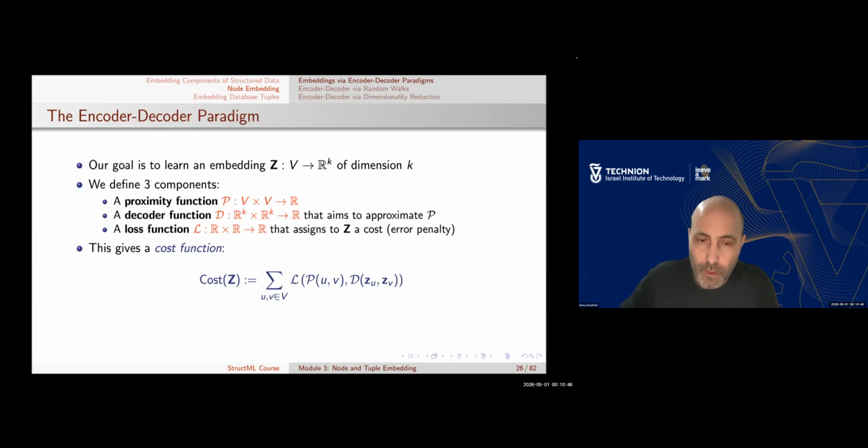Okay, the cost of an embedding Z is taken as the sum over all of the pairs UV of the loss between the actual proximity by P and the decoded proximity D of the embedding of U, comma, the embedding of V. Okay, and the goal is to find a Z with a minimum cost, a Z that minimizes this function.